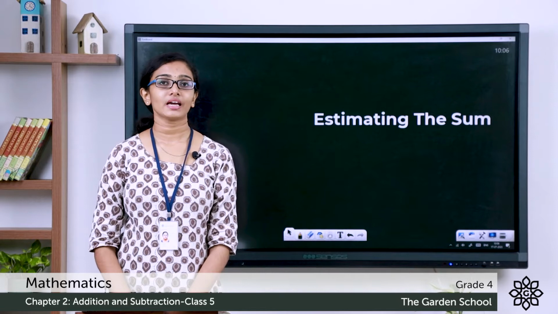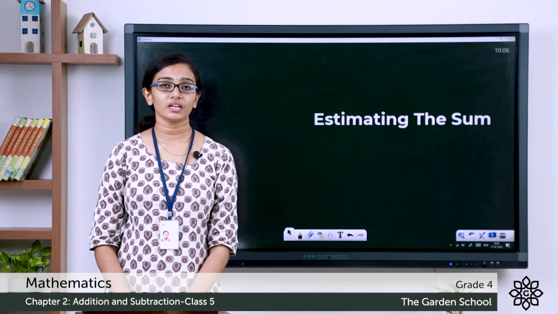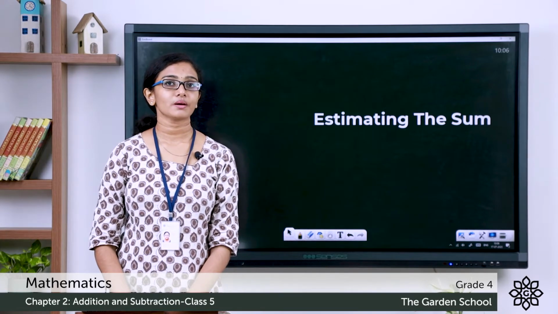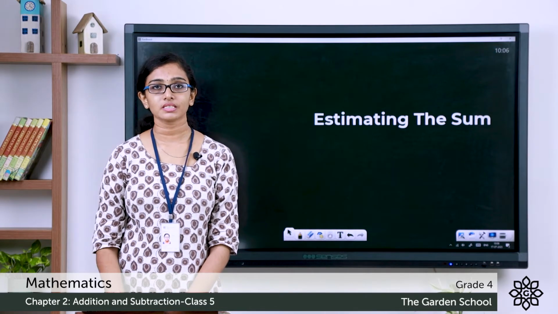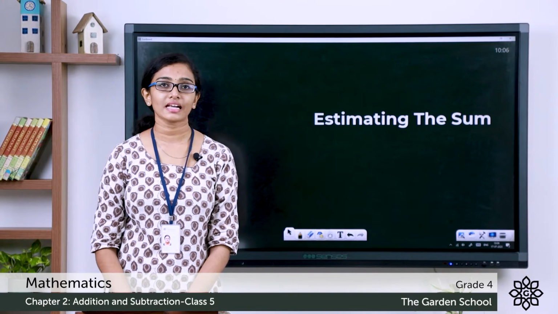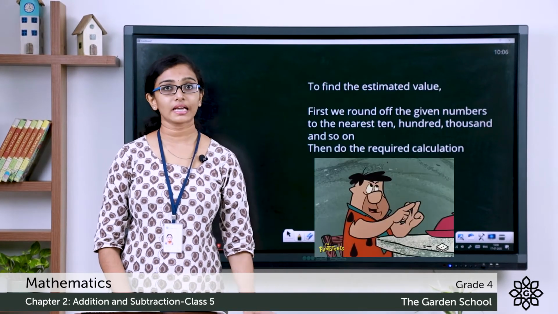Today, let's talk about estimations. In our previous chapter, we have learned about rounding of numbers. The word estimation simply means guessing the value of a calculation. So, how do we estimate a value?